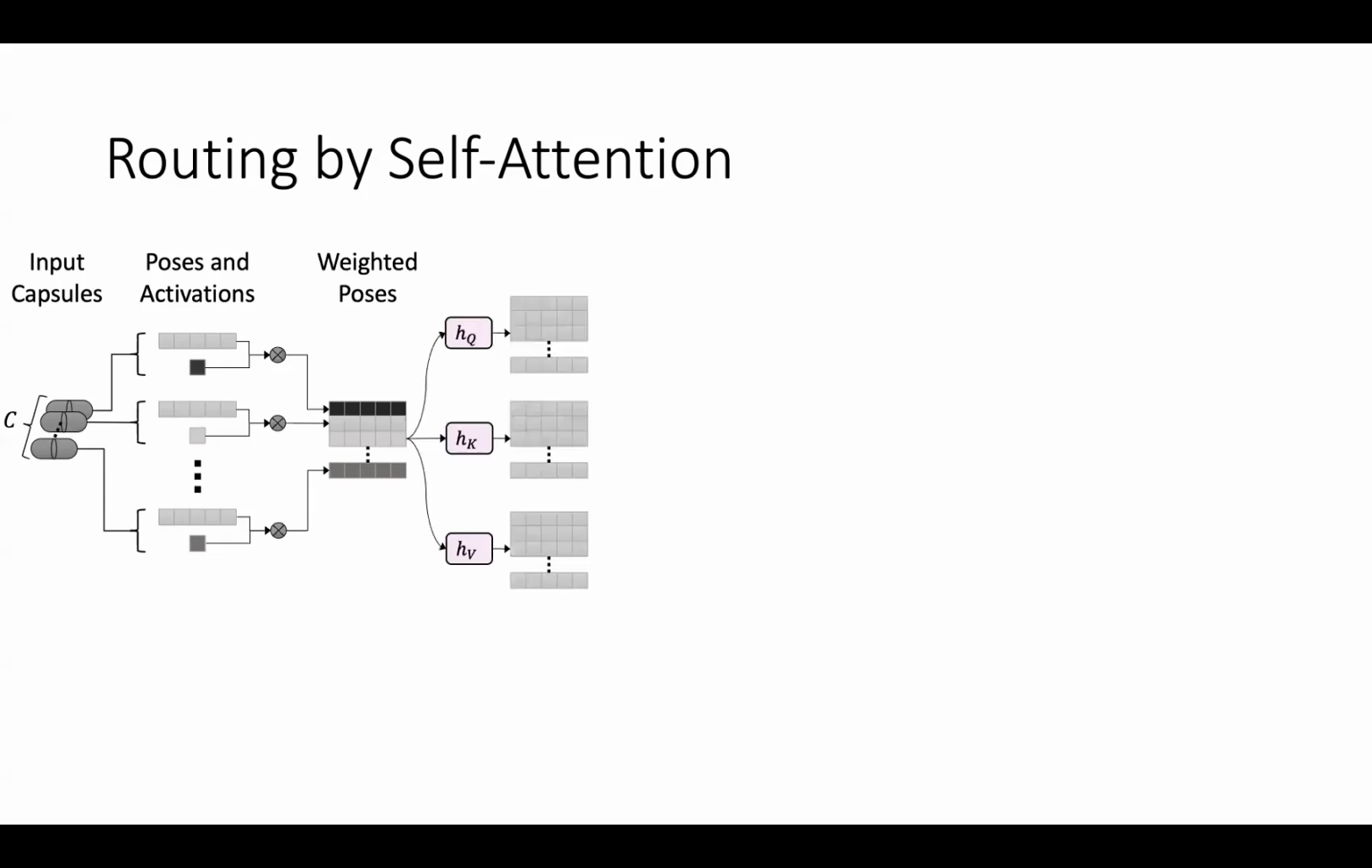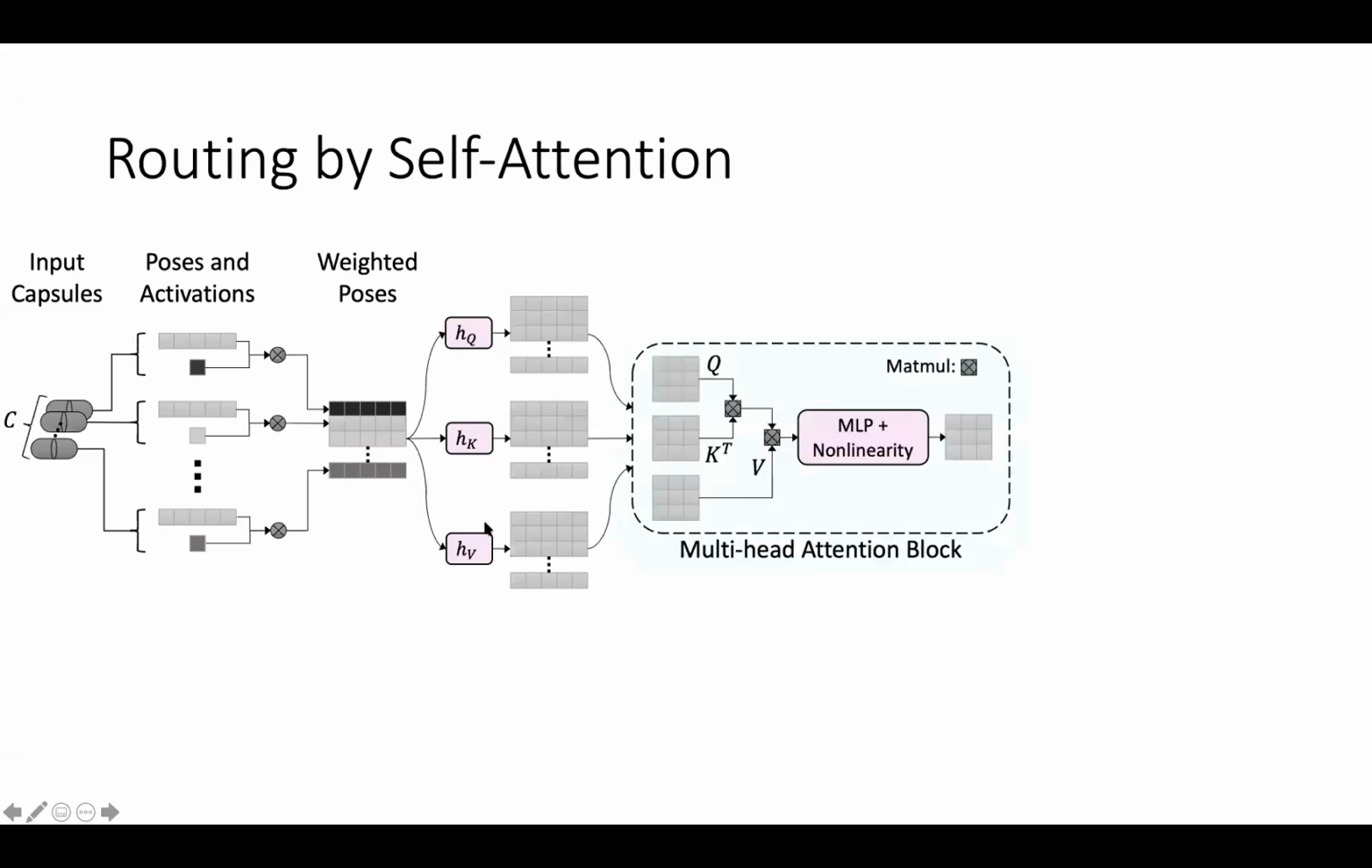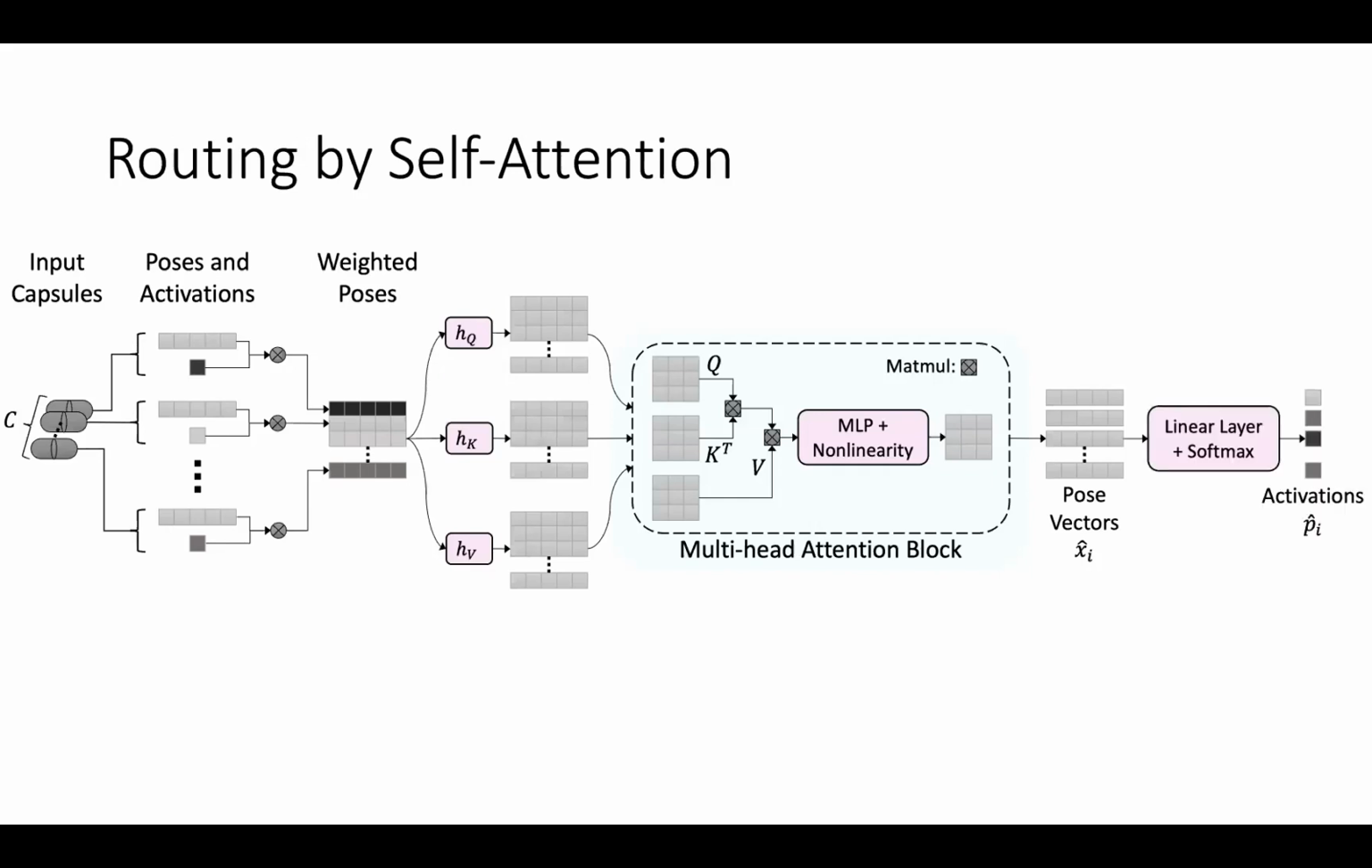Then from these weighted poses, we obtain a query, key, and value, and we pass these into the multi-head attention block. This multi-head attention block is a standard attention where we get the query and the key to get an attention matrix, and then this is multiplied by the votes, followed by nonlinear layers to obtain a set of output features, which are the pose vectors of the next capsule layer. Then from these pose vectors, we have a linear layer with softmax activation to obtain our activation probabilities. We can group these two to get our output capsules.